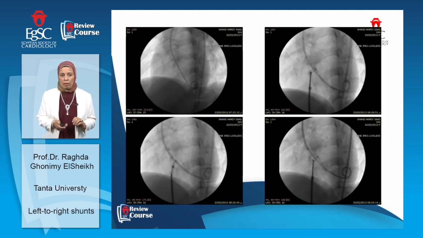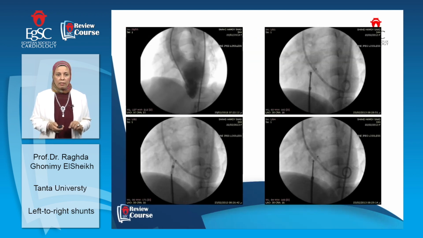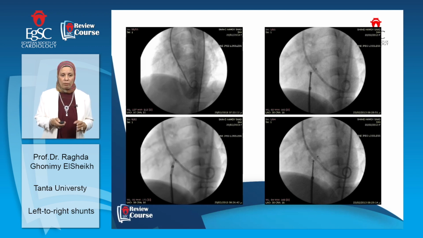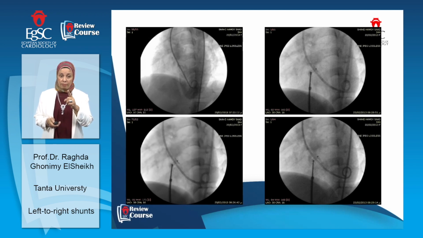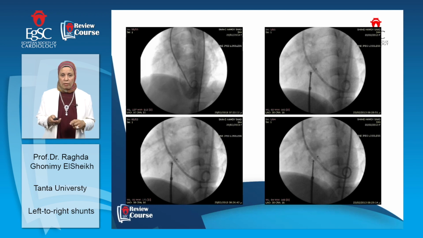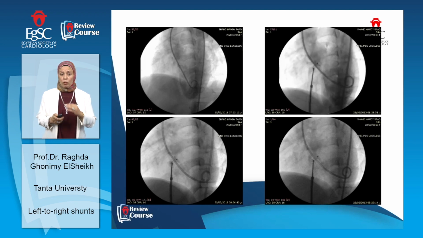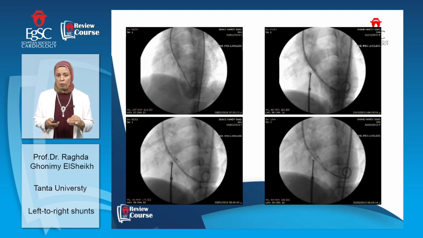And this is an example of a ventricular septal defect, a perimembranous one. We can appreciate from the left ventricular angiogram the shunt coming just below the aortic valve and going to the right ventricle. And here we put the device from the left side to the right side. We release the device, and after releasing the device, we do another ventricular angiogram to be sure that there is no residual flow across the device.